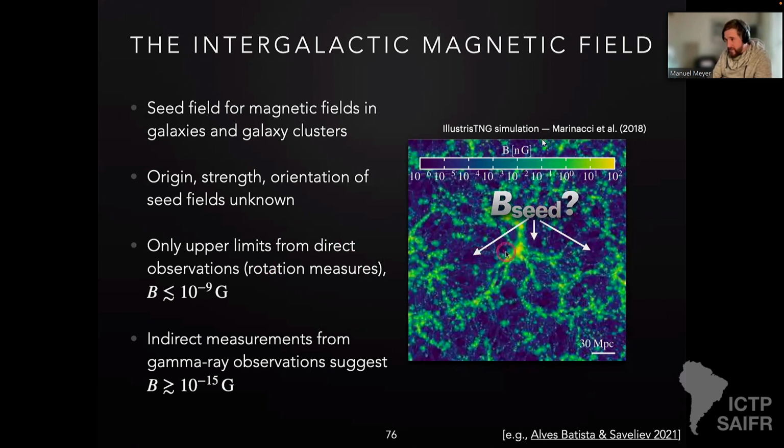This is extremely hard to measure directly, so these are only simulations. What we get from rotation measures are only upper limits of the order of nanogauss. And from indirect measurements from gamma ray observations, which we won't cover here, you get lower limits. We have limits that say, okay, the magnetic field should be larger than a femtogauss or so.